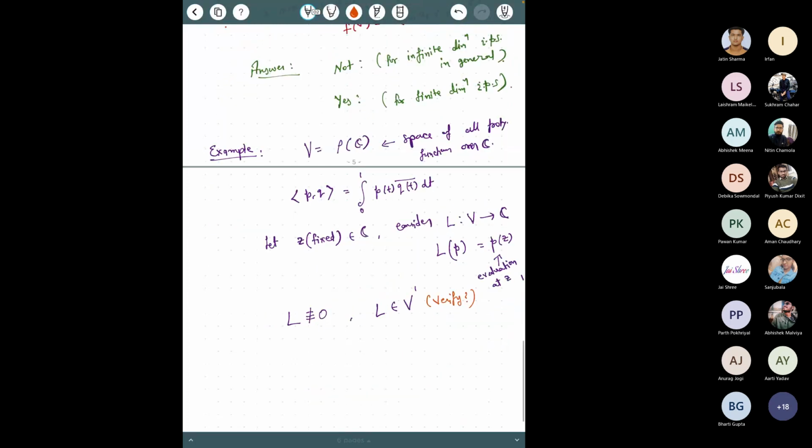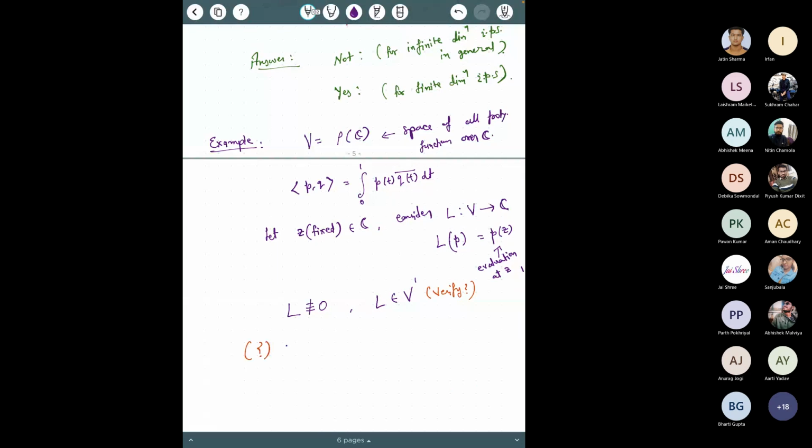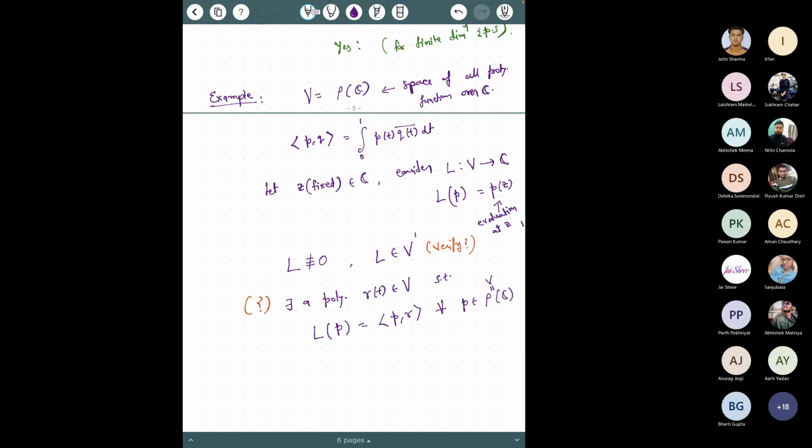Let's say R(t) in V is the space of polynomials such that L of P is equal to the inner product of P with R for all polynomials P in V. V is actually this one. This is our V. So this is the question. And the answer, as I said, is that for this function, you cannot find such an R. This is what we are trying to show.